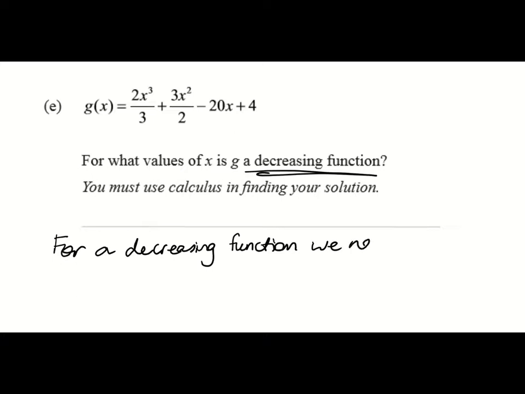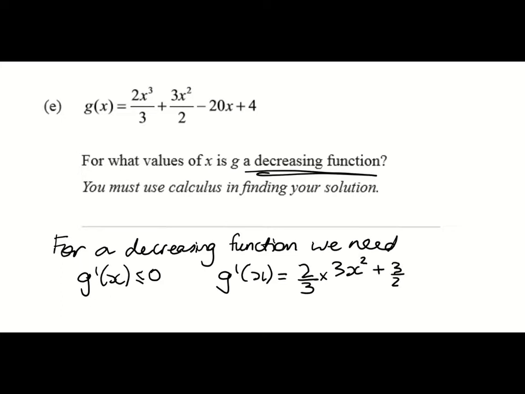we need g dash of x less than or equal to 0. So the first thing we're going to do is differentiate, figure out where it's less than or equal to 0, and then check. So g dash of x is equal to, I'll do this slowly, so we've got 2/3, bring down the 3, x squared plus 3 over 2, bring down the 2, x minus 20, and we need that to be weakly negative. I'll go on to a new slide to clean that up.